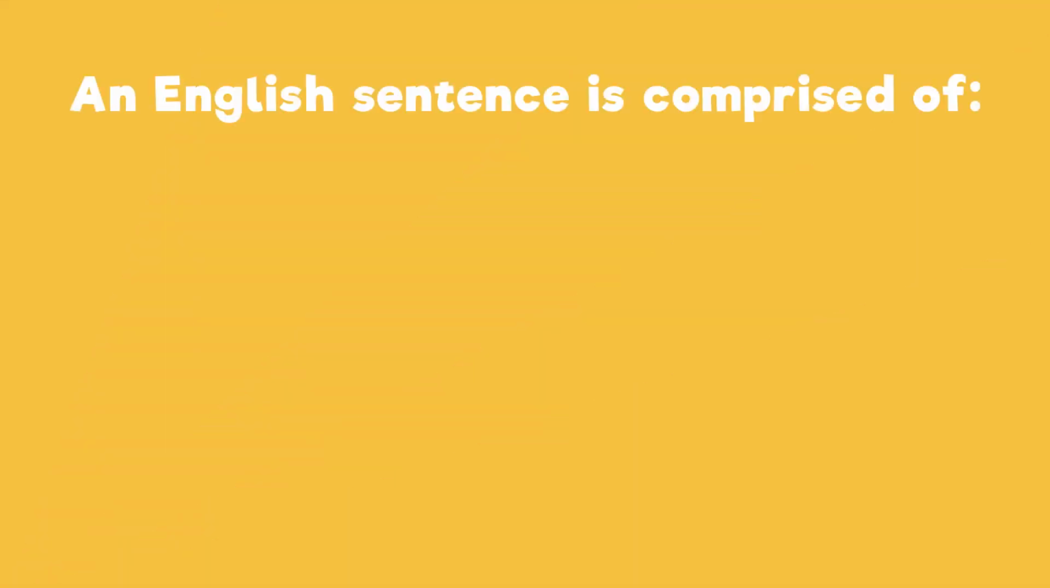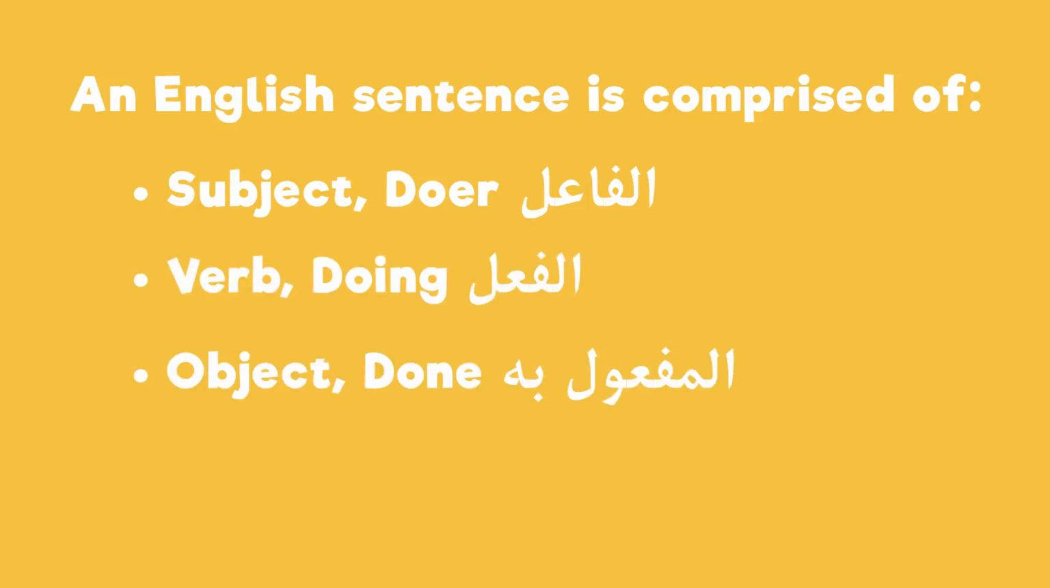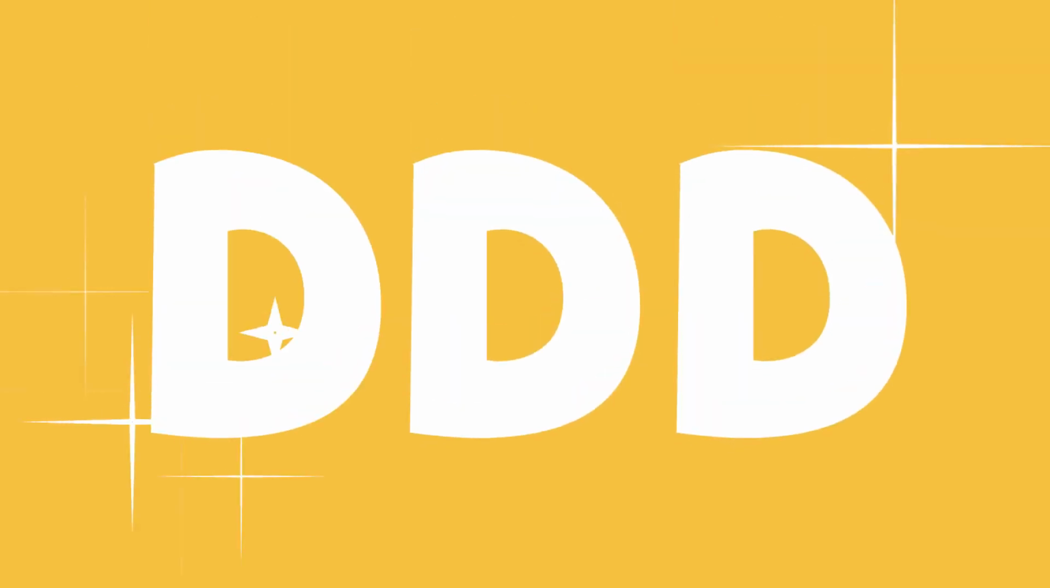So overall, just like in Arabic, an English sentence is comprised of a subject, fa'il, or the doer, a verb, fi'il, and the object, maf'ul bihi, or the done. Just remember, D. Watch the next lesson to learn about compounds within sentences.